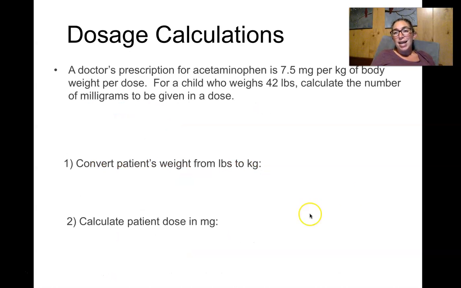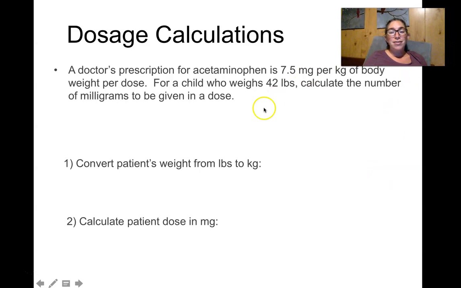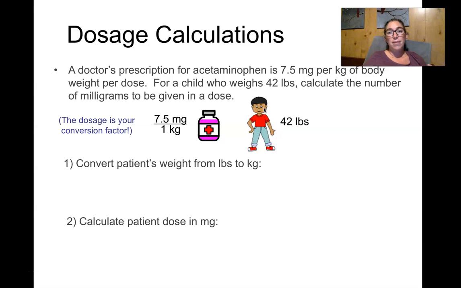All right, the most challenging types of dimensional analysis or unit conversion problems are those with dosage calculations, because these often have to be done in multiple parts. So an example here, a doctor's prescription for acetaminophen, which is Tylenol, is 7.5 milligrams per kilogram of body weight per dose. I like to draw pictures, and feel free to draw them yourself. So here's a picture of the medicine with the dosage. And it says, for a child who weighs 42 pounds, here's my kid who weighs 42 pounds, calculate the number of milligrams to be given in a dose.